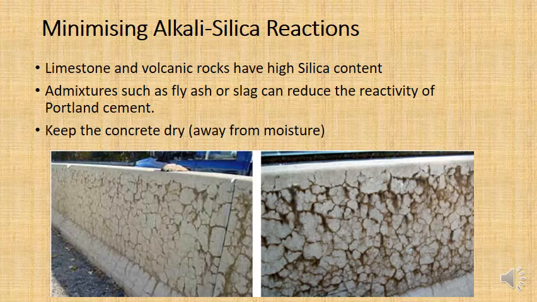Another way is you could actually use a Portland blend cement which is mixed with fly ash or slag, and that basically means that the alkali in the Portland cement is basically neutralized. The fly ash or slag basically acts as an inhibitor, and it stops the alkali from reacting with the silica, or it slows it down considerably. The other thing you can do is you can keep the concrete dry.